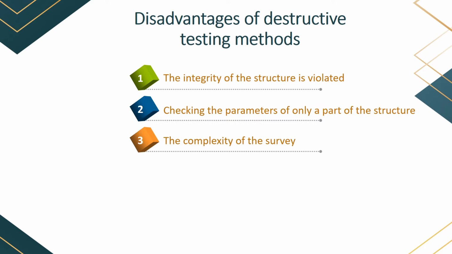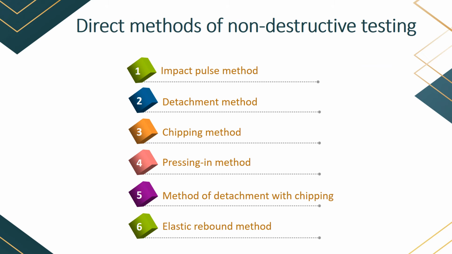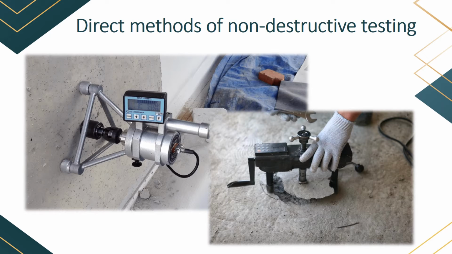The methods of reinforced concrete structure survey that partially or completely solve the problems of destructive testing are non-destructive methods. Non-destructive testing methods of concrete quality include those that determine the strength characteristic of materials using local physical actions. These methods include impact pulse method, detachment method, chipping method, pressing method, method of detachment with chipping, elastic rebound method. The above mentioned methods are, in part, similar to destructive testing by wear effect. However, since they have only a local application in the structure, they don't significantly affect performance properties.